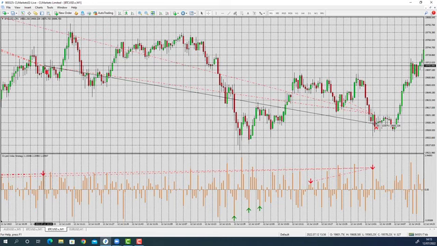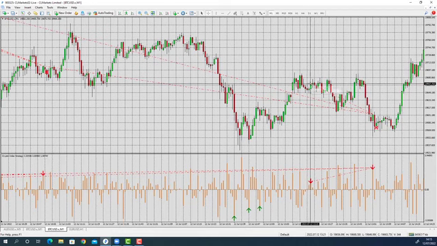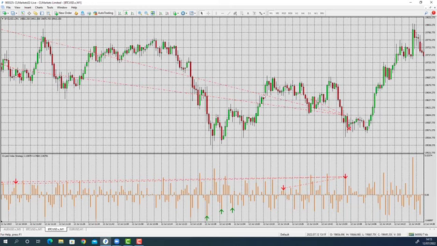123 points. So if you had £1 a point, you would have made £123. But as well as that, we had another sell trade at this point here. And this one has got the red line as well, and that would have added an extra 68 points. So you've got about 200 points just with those two sells.